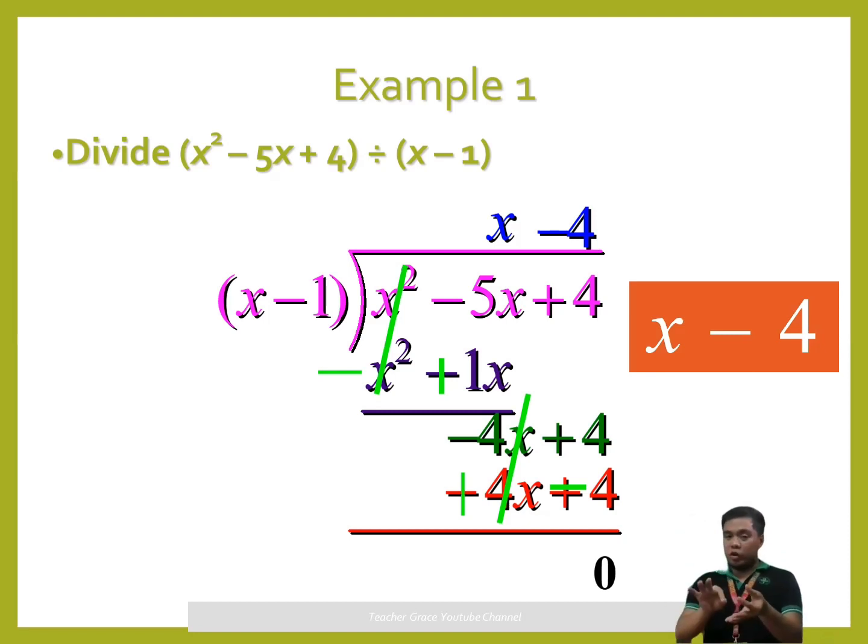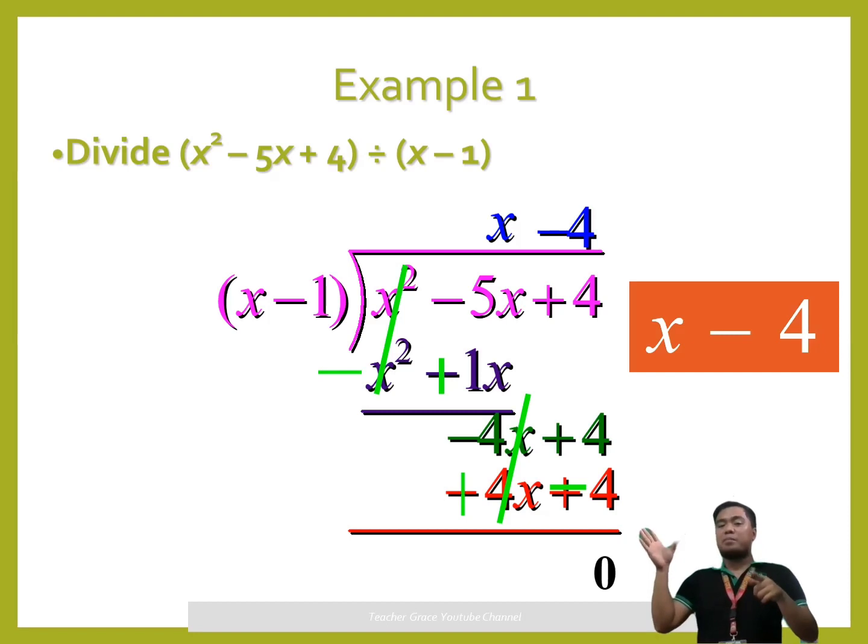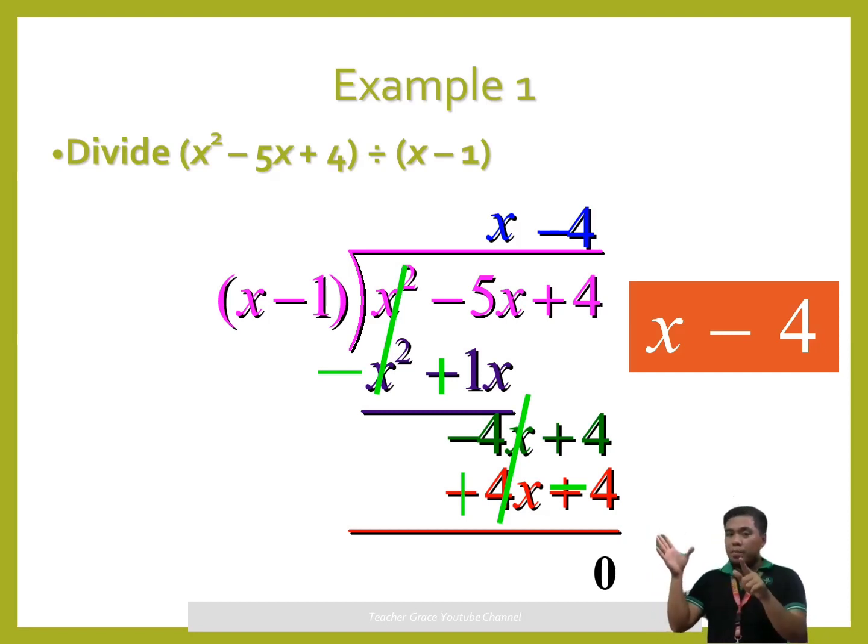So i-bring down mo yun. You bring down positive 4, and that is negative 4x plus positive 4. That will be your new equation. So as you can see, this is your new equation, the negative 4x plus 4. Then you do the same process. The first term of your dividend divided by the first term of your divisor.